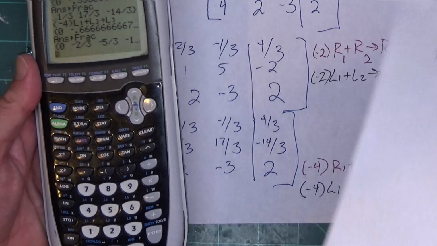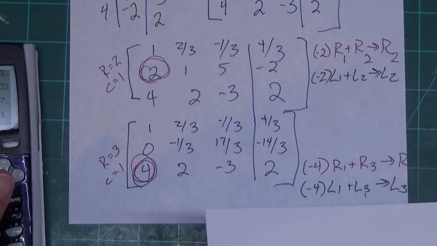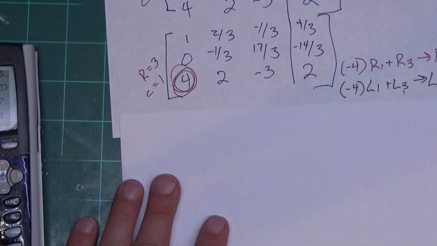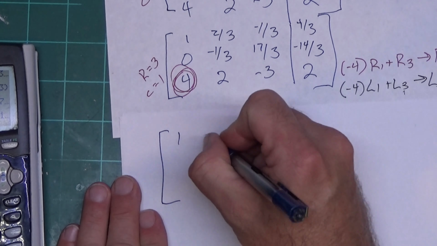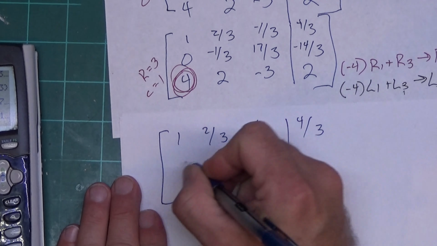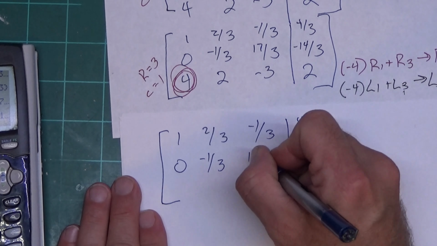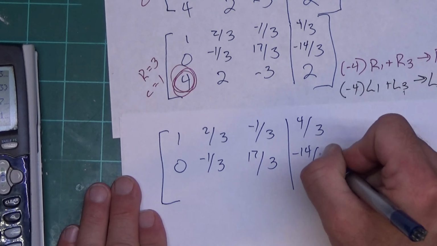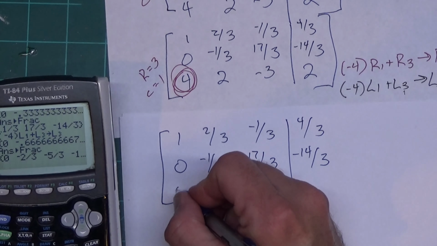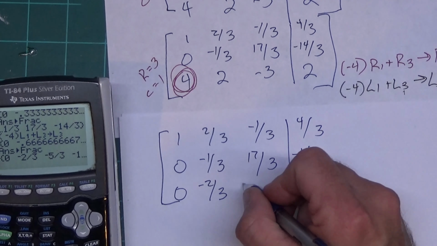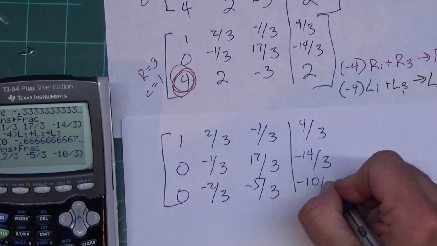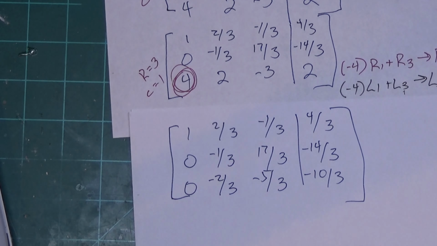Okay? Now I write too big on this, so I'm going to have to write on another piece of paper. So I'm going to copy this matrix down again. The first 2 rows stayed the same. So I have 1, 2/3, negative 1/3, 4/3, 0, negative 1/3, 17/3, negative 14/3. Now I'm copying from the calculator for this bottom row down here. So it's 0, negative 2/3, negative 5/3. And if I scroll over, I get negative 10/3. And there you go. We've performed a full pivot.